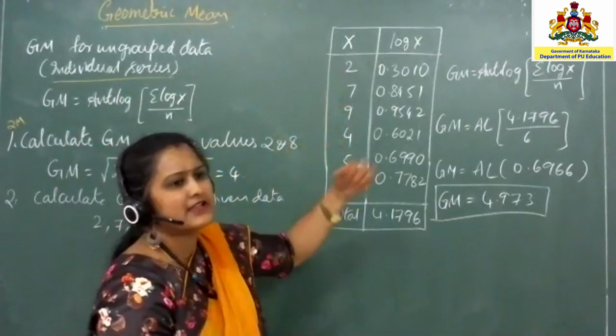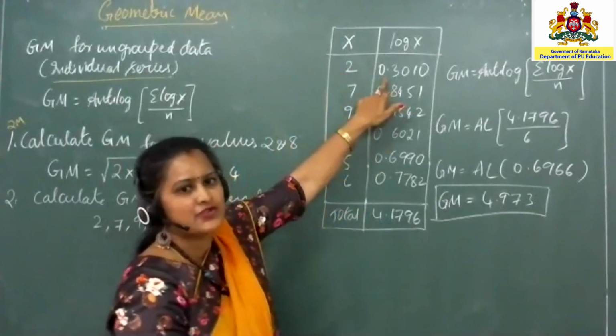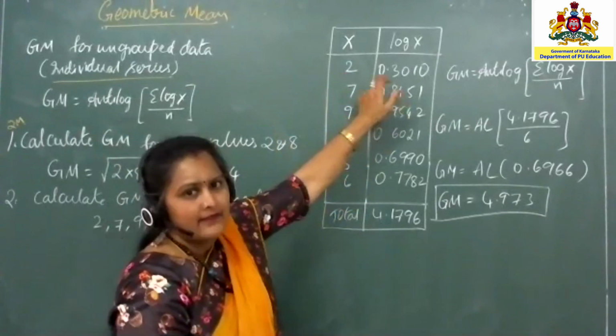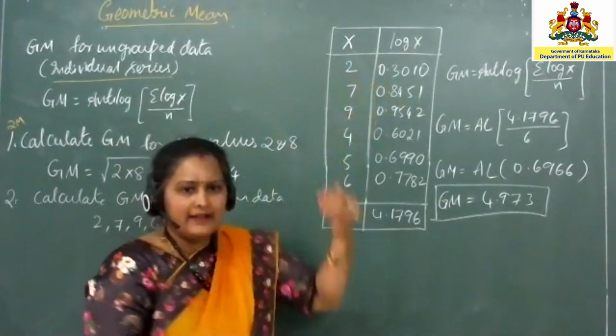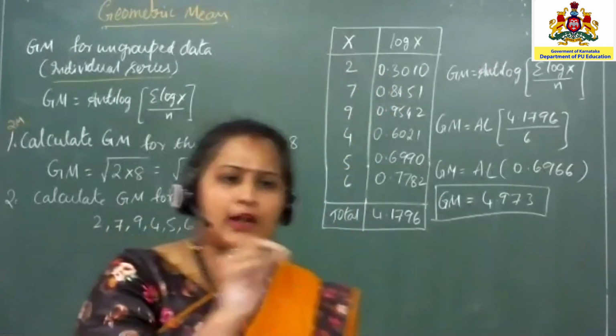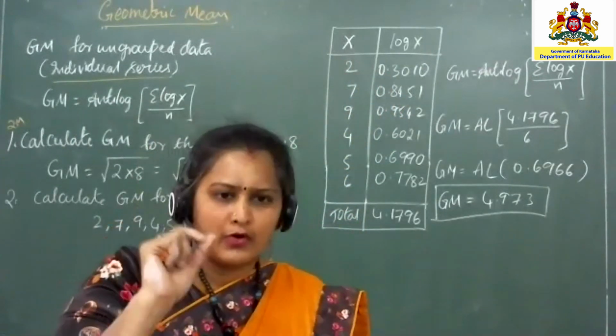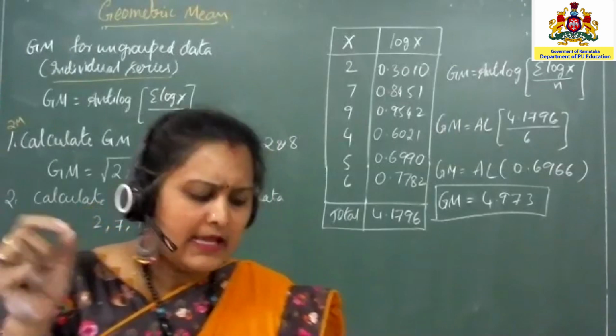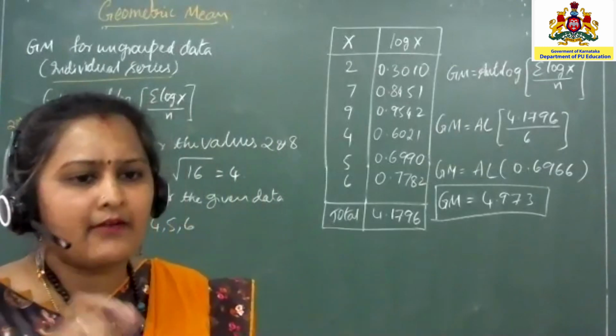If you have one digit, you should write 0 point. First you should write 0 point. Then you should see under 20. So you are having a logarithm table column wise and row wise. In that particular case, you should see the value.